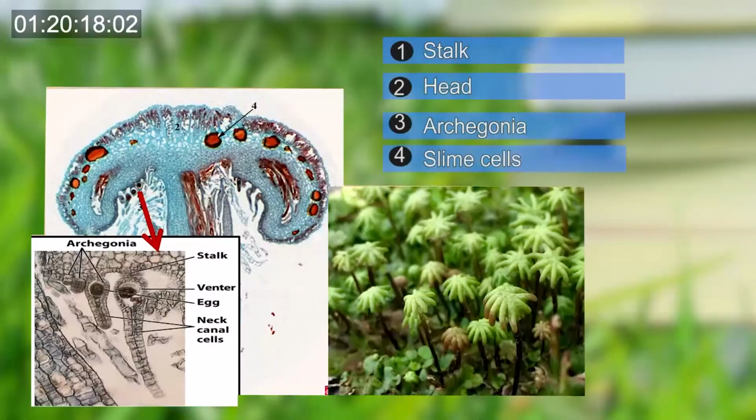The archegoniophore usually refers to the female reproductive organ. Now, if a section as here is seen in this slide, the archegonium is a stalked structure which has a flask-shaped bottom at its base, and this flask-shaped structure is known as the venter, and within this venter lies the egg. From the venter, it has an elongated structure which is known as the neck. Within this neck are present the neck canal cells.